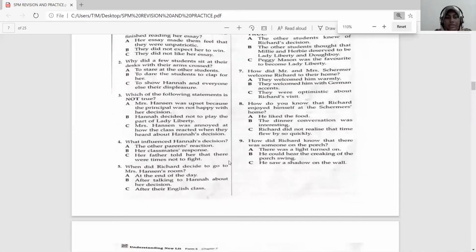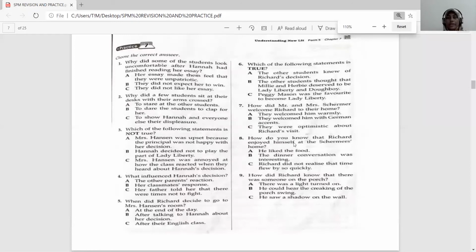Number four. What influenced Hannah's decision? Exactly. B. Her classmates' response. She saw the classmates. Certainly they weren't happy with her becoming the Lady Liberty, so she doesn't want to proceed. Right? Okay. Number five. Yes. Number five also is B. Okay. After talking to Hannah about her decision, he will actually ask Hannah what happened. Why did you decline? And then he will respect her decision, and then he will also make up his mind to drop the role.